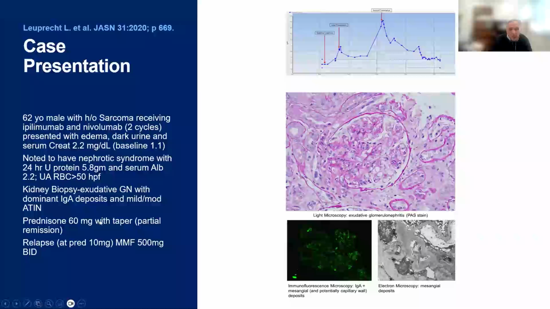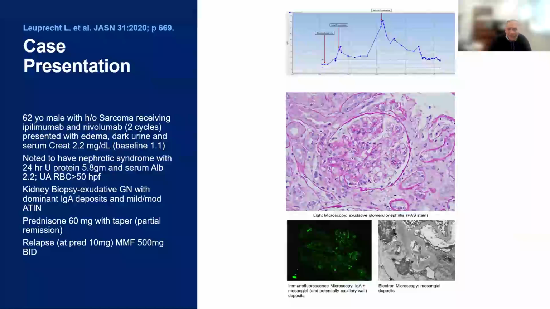The patient was started on prednisone with partial remission, had a relapse when the prednisone was brought down, was placed on MMF, and now is doing much better. On the top is the creatinine. So on presentation, there was some improvement, and then a relapse, placed on MMF, and the patient is doing quite a bit better. Below, you can see the evidence of the GN by PAS, and at the bottom left, you can see the IgA deposits, and by EM on the right, the mesangial deposits consistent with IgA nephropathy.